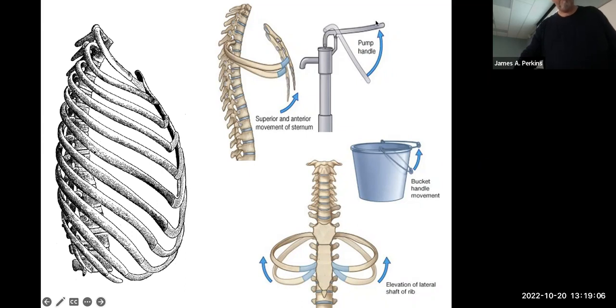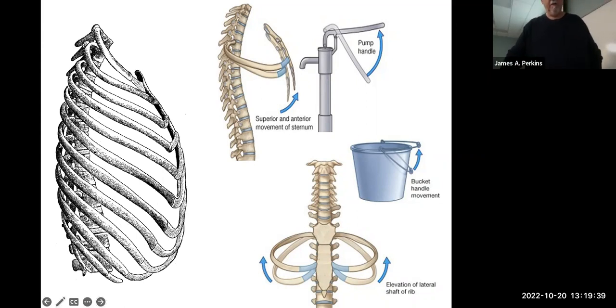When you lift up on that bucket handle, or on that pump handle, it doesn't just simply lift straight up. As it lifts up, it also swings outward, away from the pump itself. The ribs do the same thing. As you lift up on them, because of the angle that they're at, the sternum actually moves forward a little bit. And by moving the sternum forward, that actually is increasing the overall volume inside the thoracic cavity.